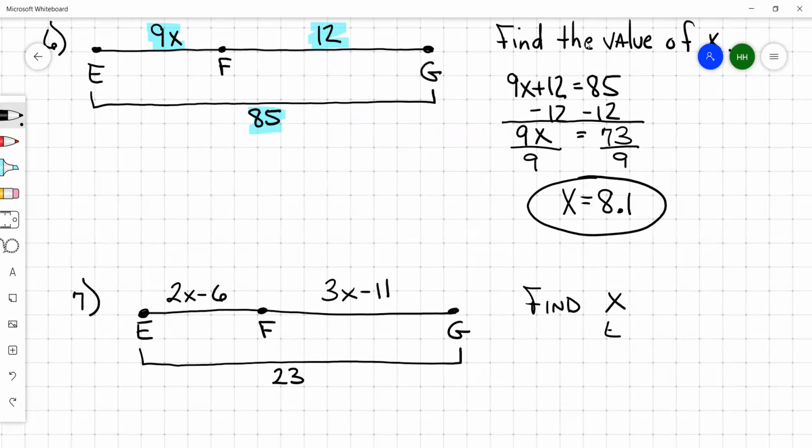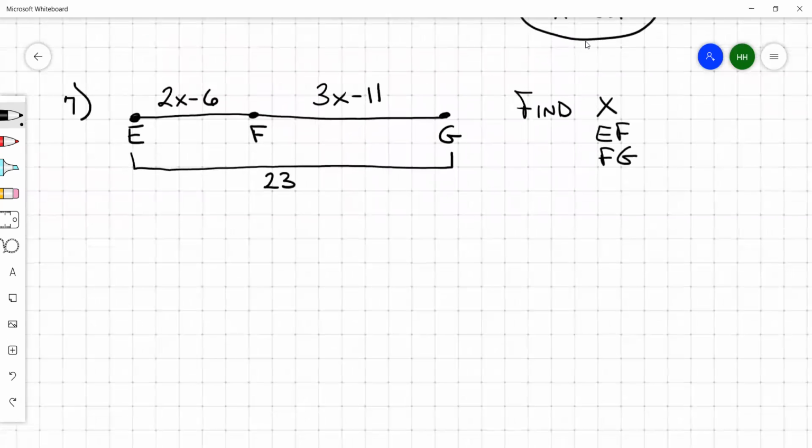EF and FG. So now you need to find 3 different dimensions, or you need to find the value of x and then these 2 dimensions. Here's how this works. It's the same concept. Your 2x minus 6 plus the 3x minus 11 has to equal 23.